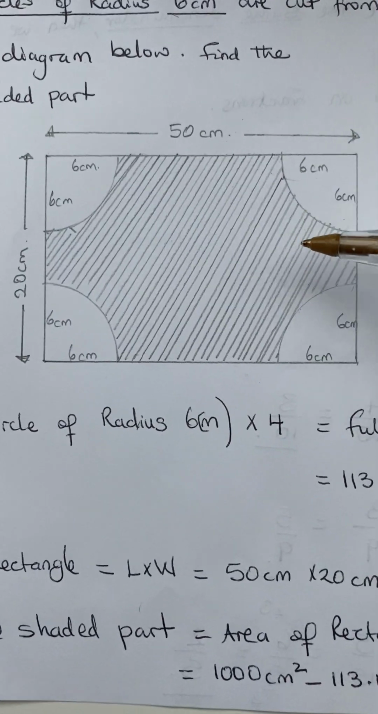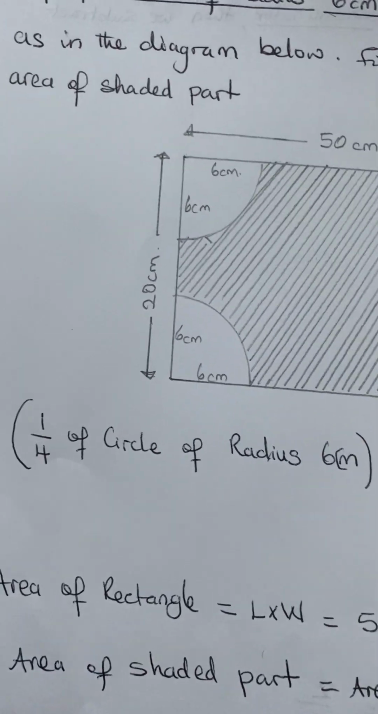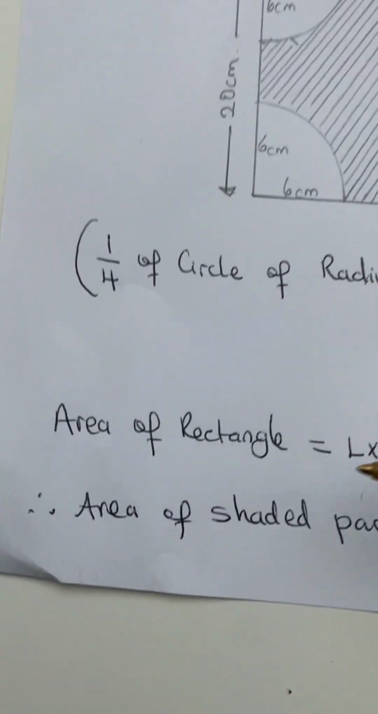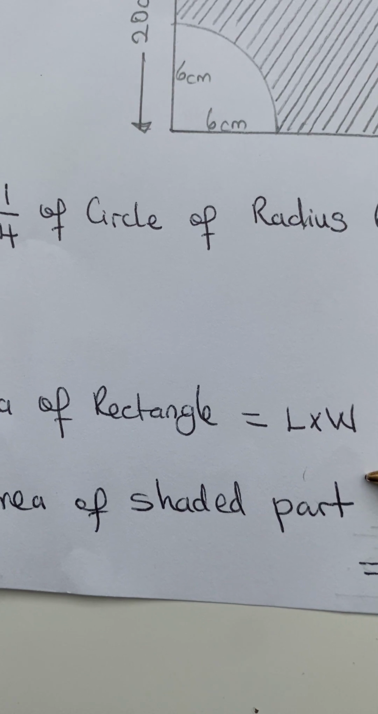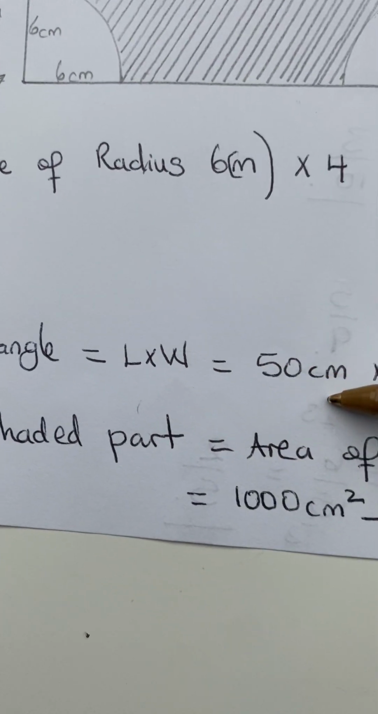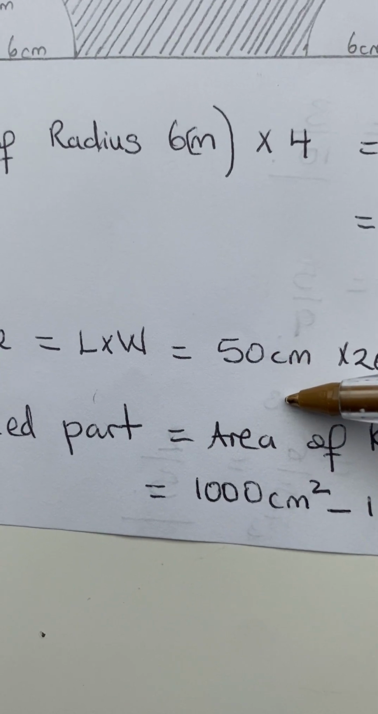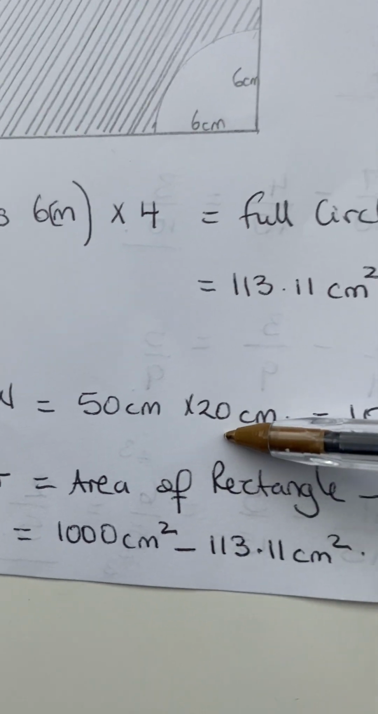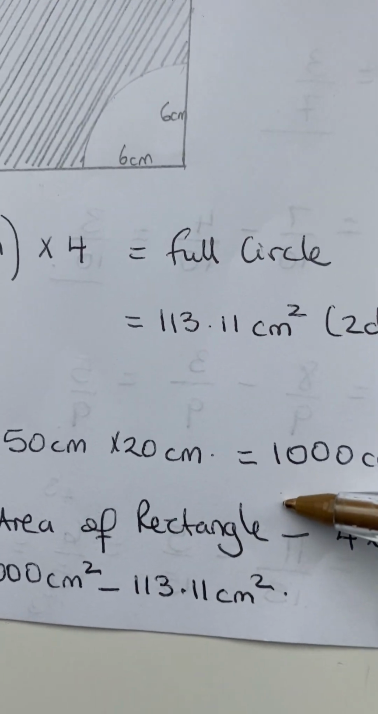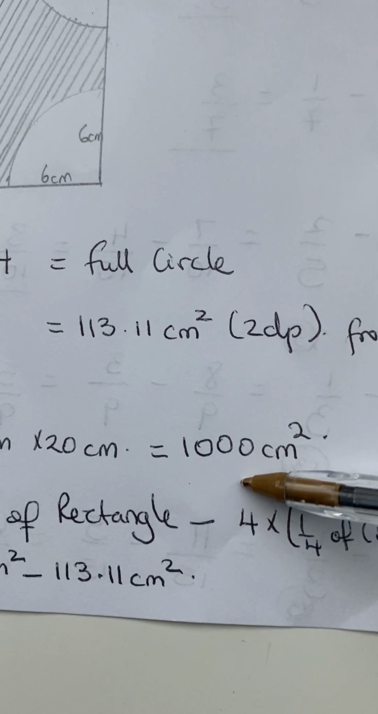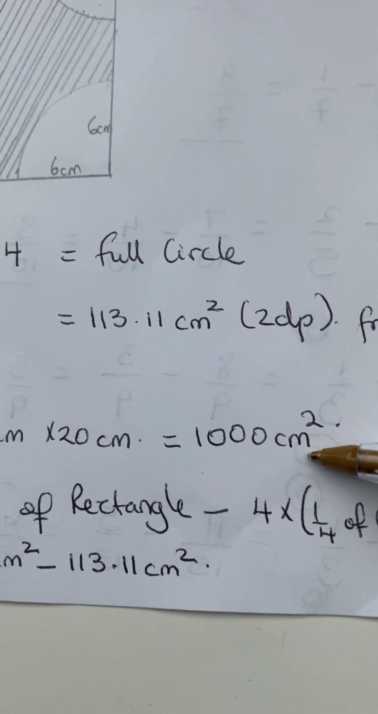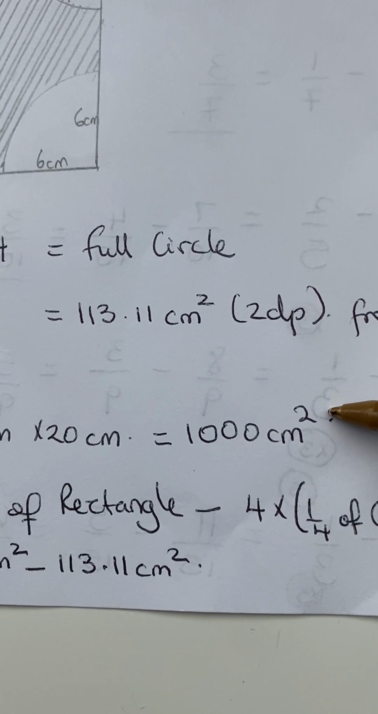So first, the area of the rectangle is 50 by 20. Without a calculator, it's 1000. So the area of the rectangle, which is length times width, is 50 centimeters by 20 centimeters, which is 1000 centimeters squared.